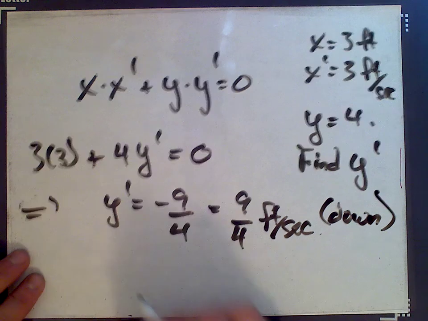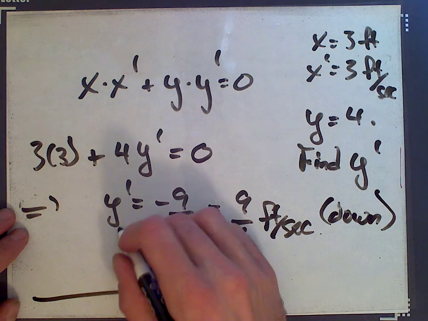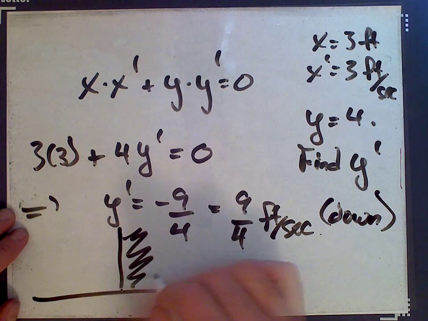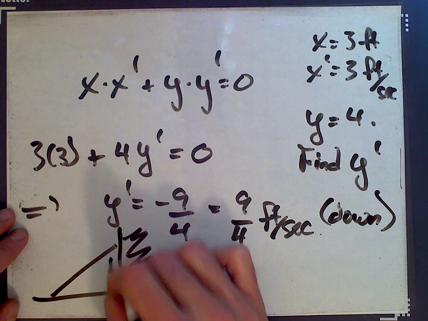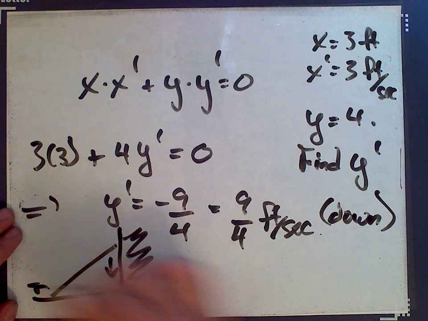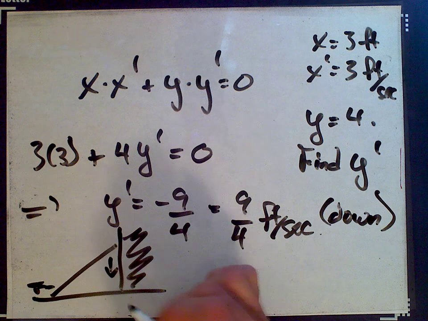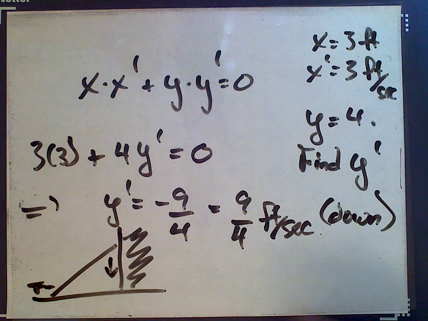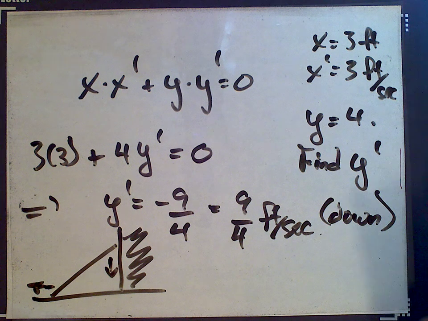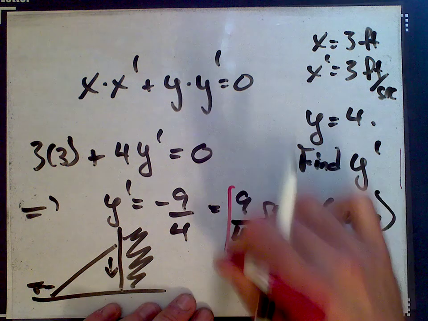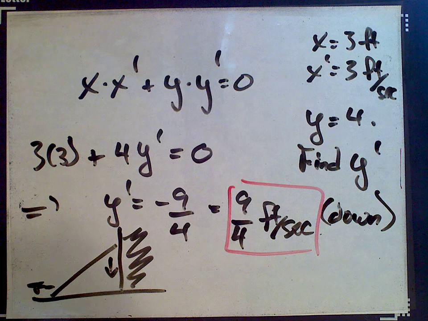Okay, so again, let me just draw the picture. If this is the wall and this is the ladder, if the bottom of the ladder is moving out, then of course the top of the ladder has to move down, so that accounts for the negative sign. Okay, so 9 over 4 is the answer, and you just saw the solution to problem number 12.